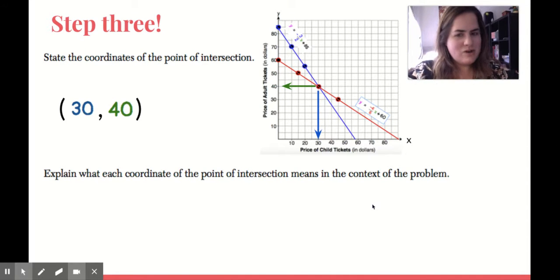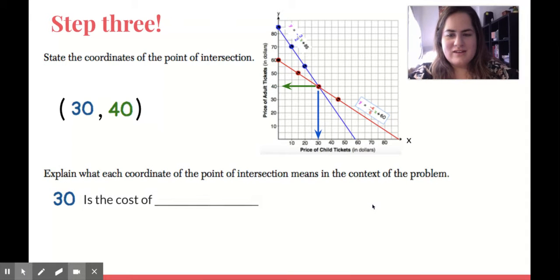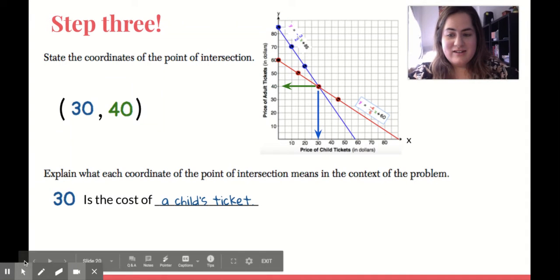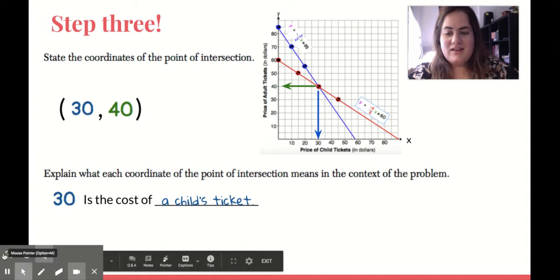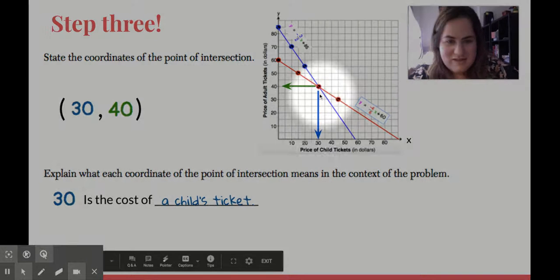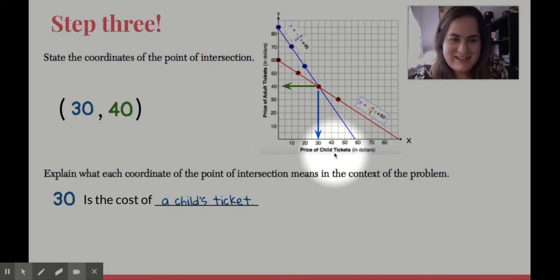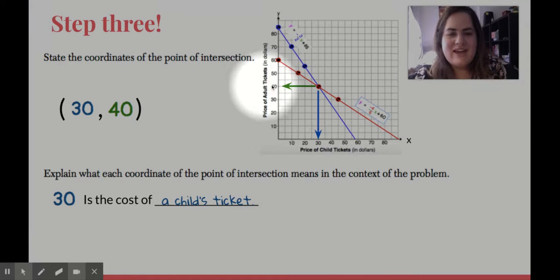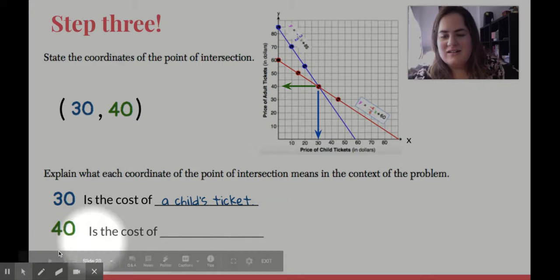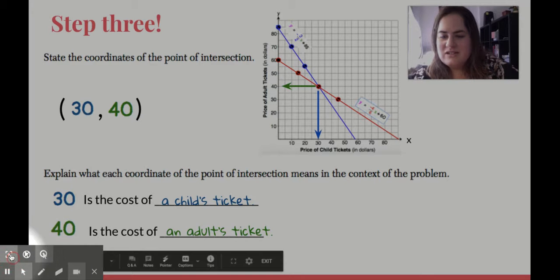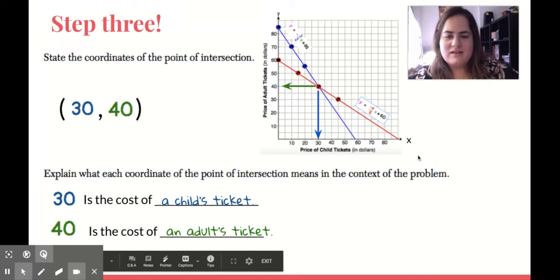Explain what each coordinate means. So please use the numbers 30 and 40 when you explain what each coordinate means. If you said 30 is the cost of a child's ticket, we know that because 30 is down there for child's ticket and 40 is the cost of an adult ticket. So that would be a sample explanation.